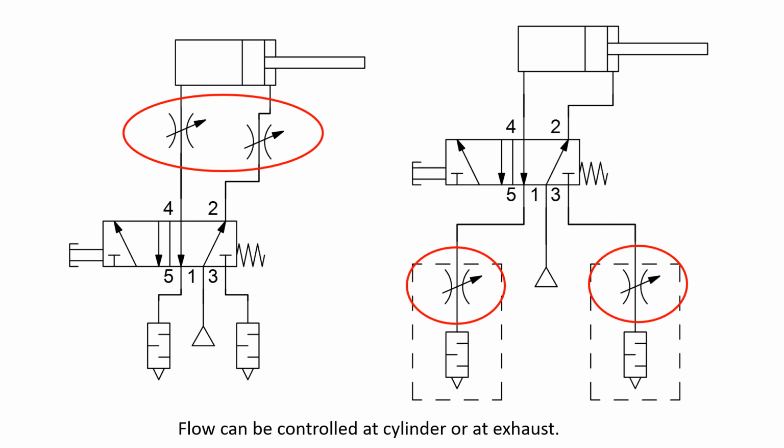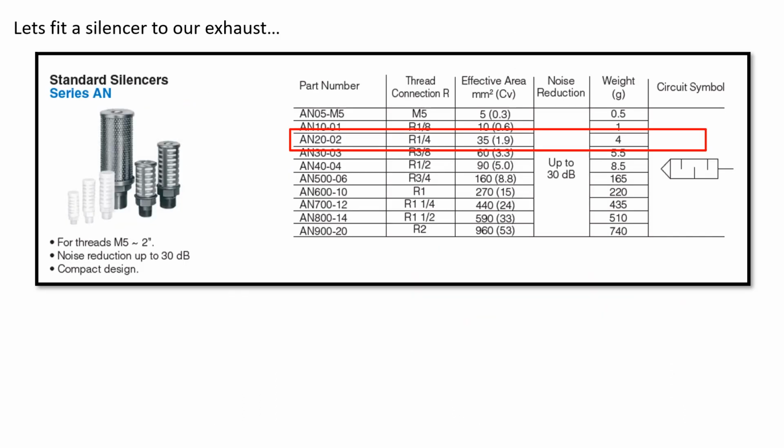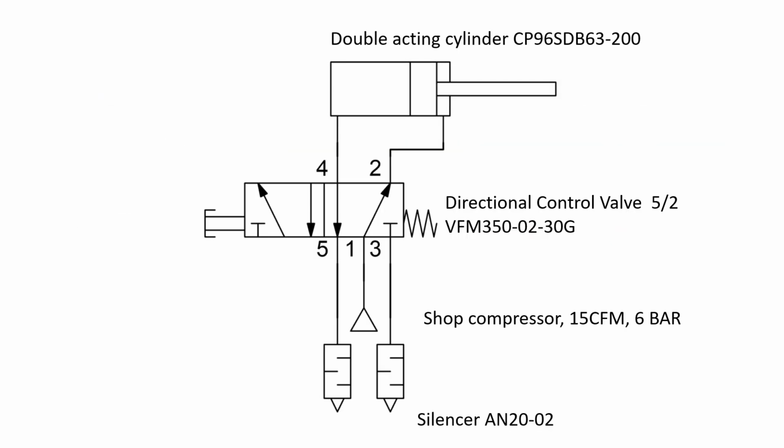In this example, the two circuits are identical. We can control the flow of compressed air at the cylinder ports or at the exhaust ports. The result is the same. Where the flow control valves are located is usually determined by the designer of the system and the physical limitations of the device that we're manufacturing. In our example, we're not too fussed about speed, so let's just fit a silencer on our system so we don't annoy our workmates. Let's add the silencer part number to our schematic diagram.